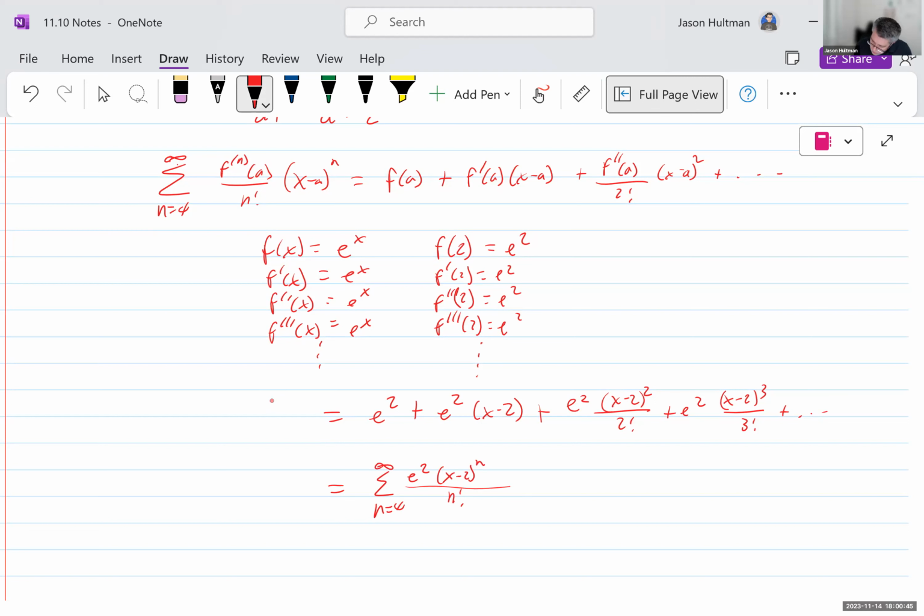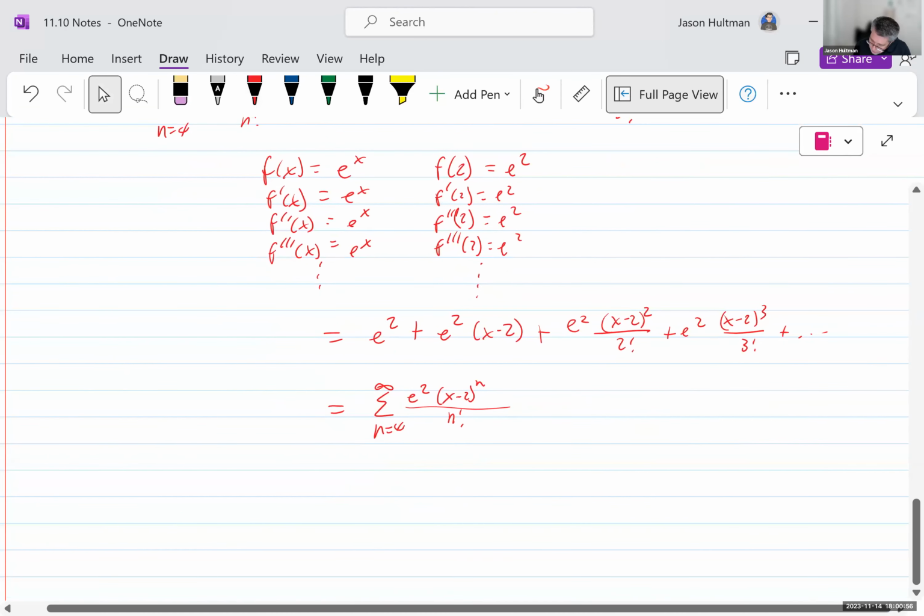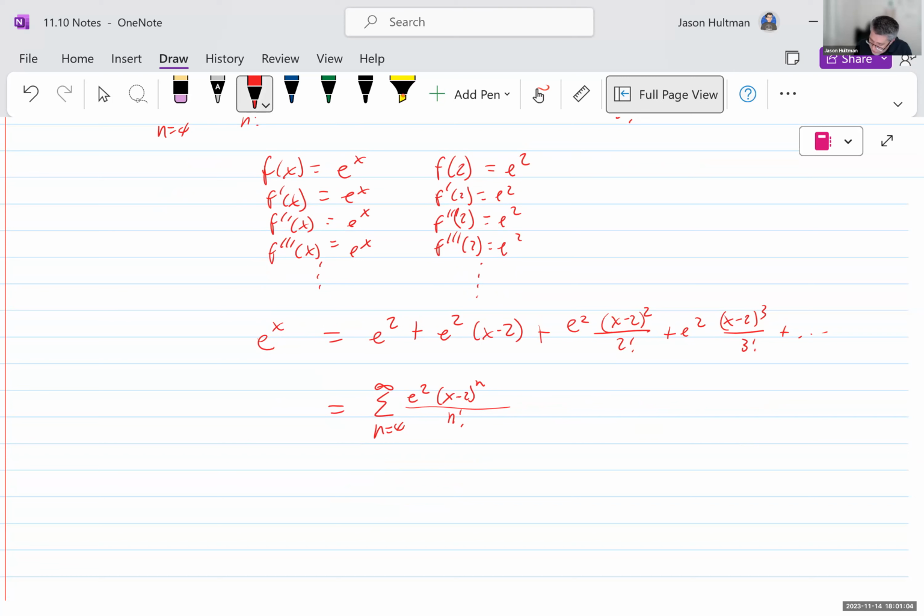Now, what is this doing? Well, this is approximating the function e to the x. It's equal to it if I go out forever, an infinite number of terms. But if I stop somewhere, let's go out one more.